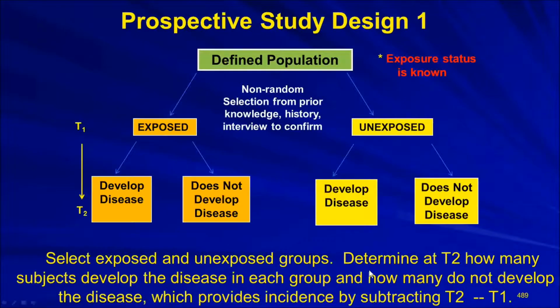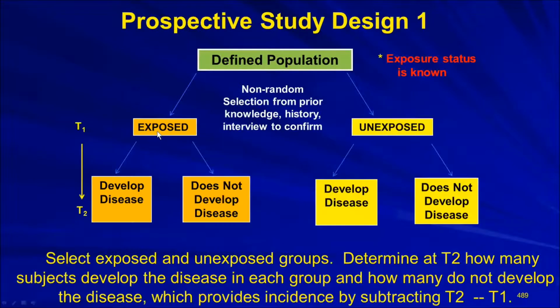That's what it says. Determine over time how many subjects develop the disease in each group and how many do not develop the disease, which provides incidence by subtracting T2 from T1. Okay, so we're looking, over time, at how many develop the disease. And that's what we're trying to do.